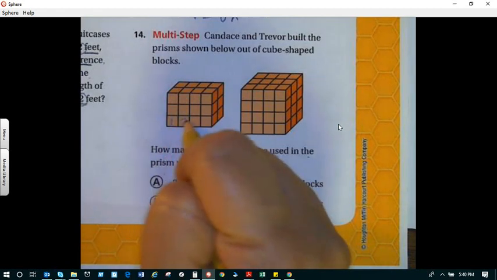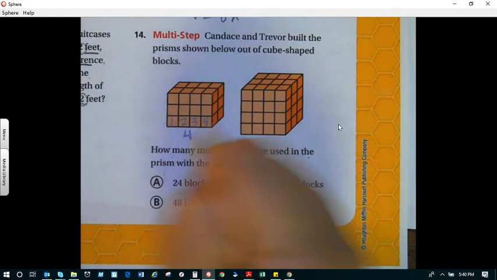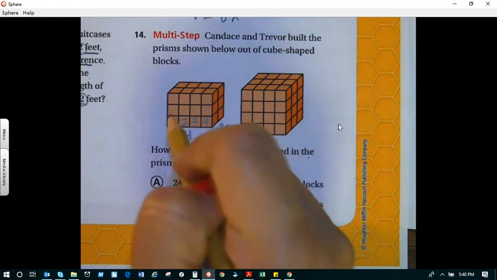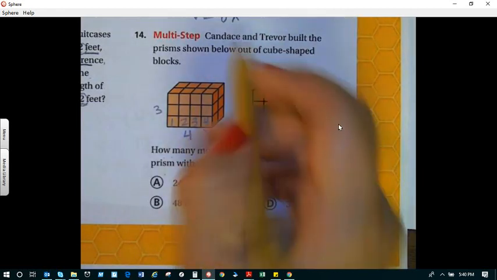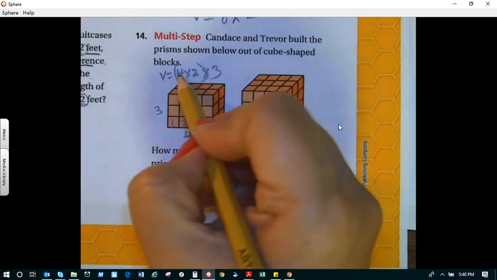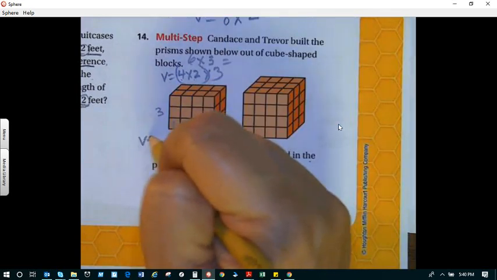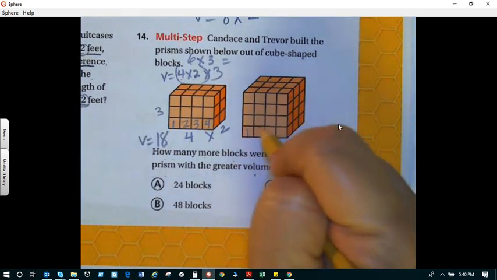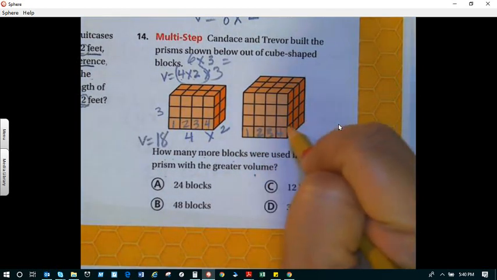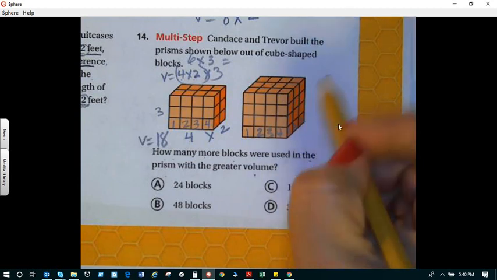1, 2, 3, 4 times 2, and 1, 2, 3 is my height. So V equals 4 times 2 times 3. I have 4 times 2 is 8, times 3 equals, so this volume equals 24. Here is 1, 2, 3, 4. 1, 2, 3. There we go.